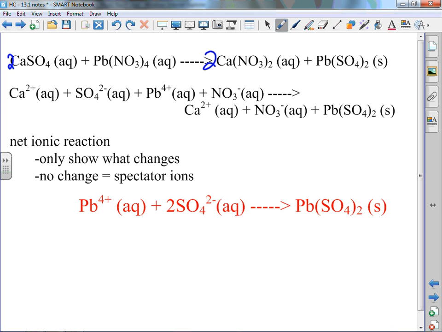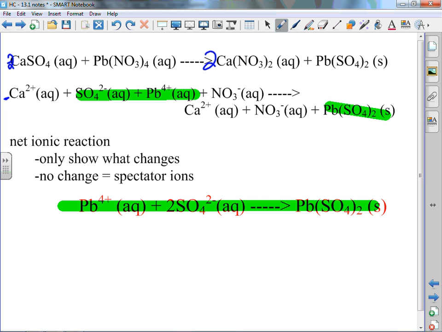So there's the formula equation, number 1. Here's the overall ionic, number 2. And then the net ionic is only showing what changes. And again, what changed here in this second reaction is we have sulfate and lead ions that formed solid lead sulfate. So there's our net ionic equation. Okay.